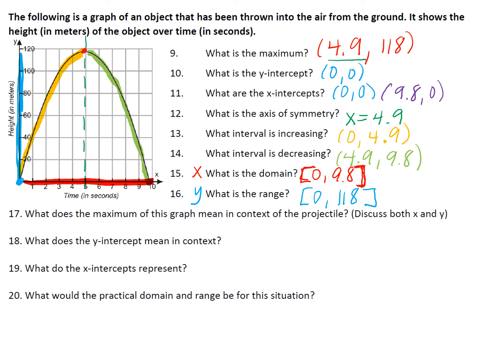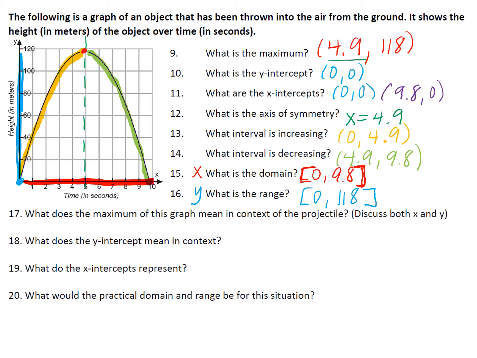All right, the ones that are most important to me pertaining to this lesson are the questions at the bottom, talking about the actual connections to the problem. So 9 through 16 I felt like were more review, which is good for us to do. But for number 17 it says, what does the maximum of this graph mean in the context of the projectile? It says discuss both the x and the y. So for number 17, we need to go back and look at question 9. So we had the 4.9 and the 118.